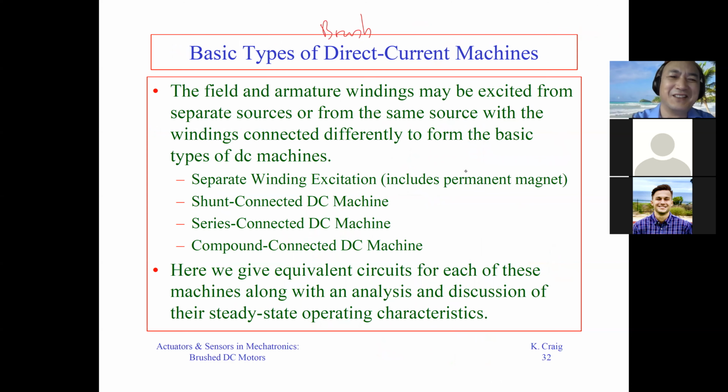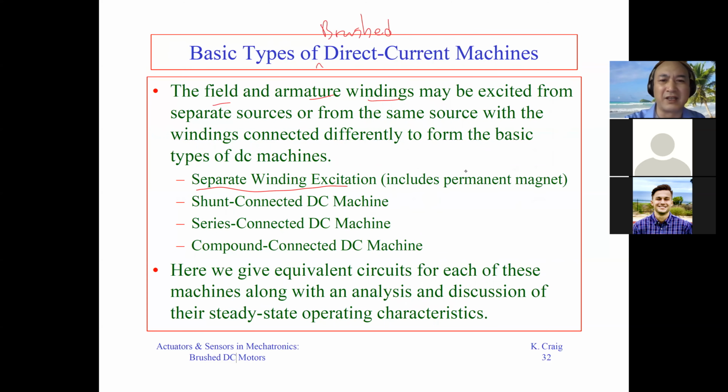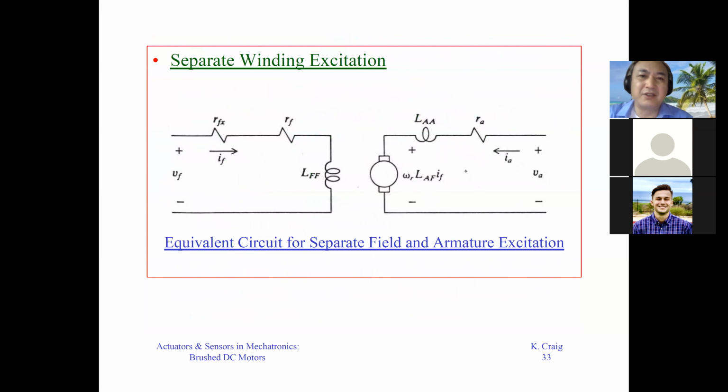So what are the types of brushed DC machines? That depends on how the field and armature windings are connected. What we have seen so far is what we call separate winding excitation, which includes a permanent magnet. I hope this is the fundamental one. But in reality, there are many other ways: shunt, series, and compound. Let's quickly take a look. Each of these has a different equivalent circuit, and so they have different operational external characteristics.